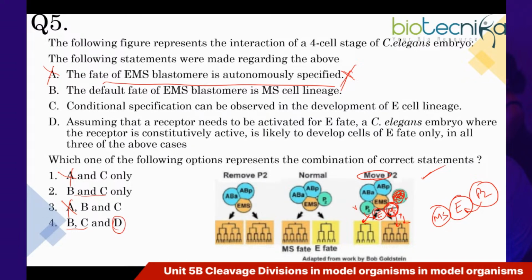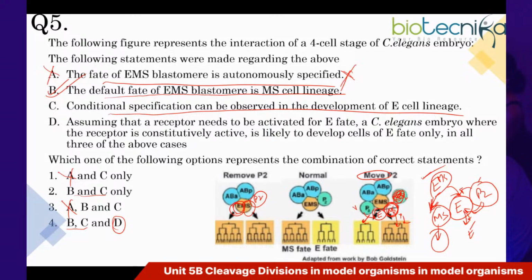So let's check B and C. The default fate of EMS blastomere is MS. That's right. Because P2 was not giving signal to this daughter cell, and this came from EMS only, so by default it will form MS only. If it gets signal from P2, then it will form endoderm. So default state is MS. B is right. Conditional specification is observed in development of endoderm cell. That's also right, because the endoderm specification depends on P2. Only if P2 gives signal, then only endoderm is formed.